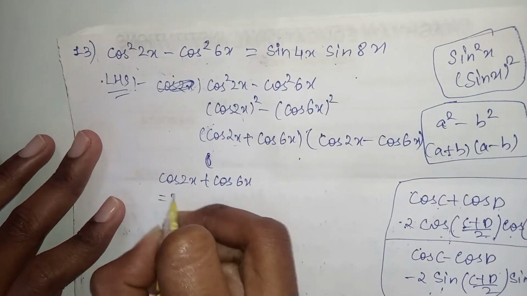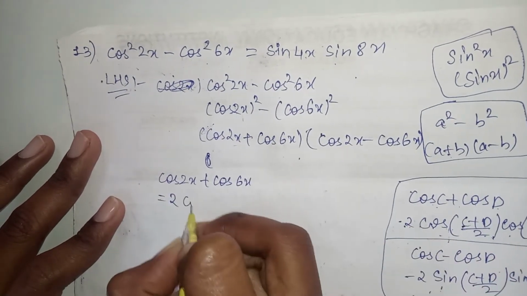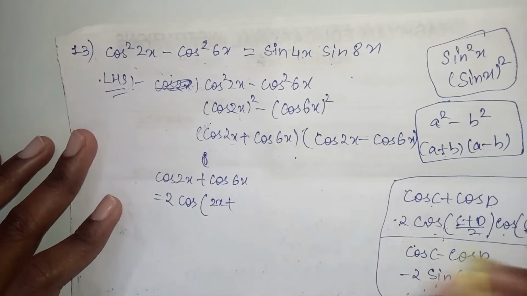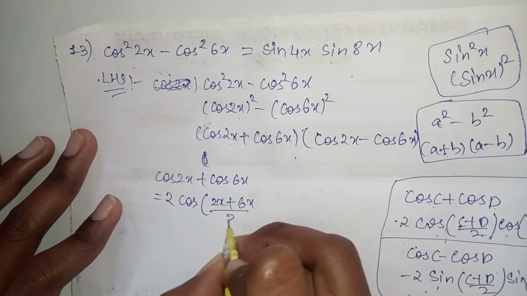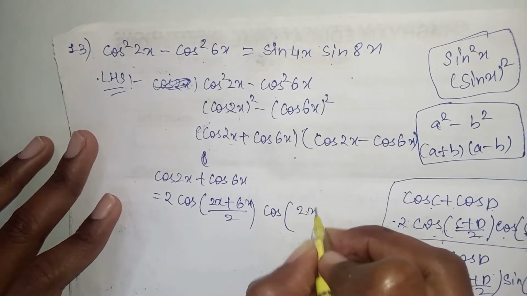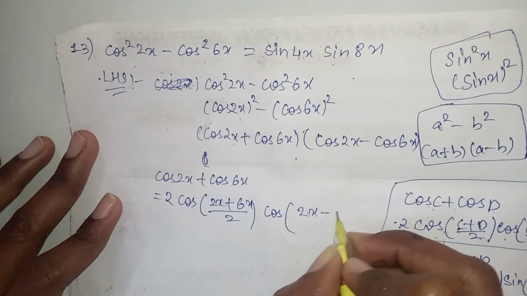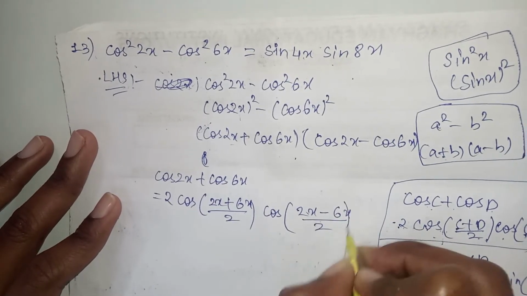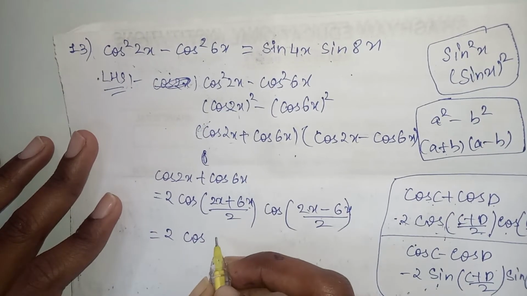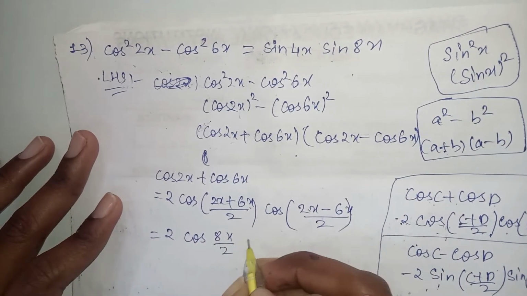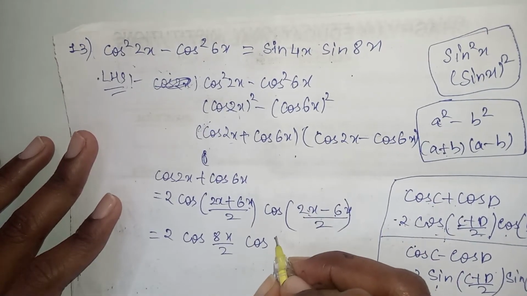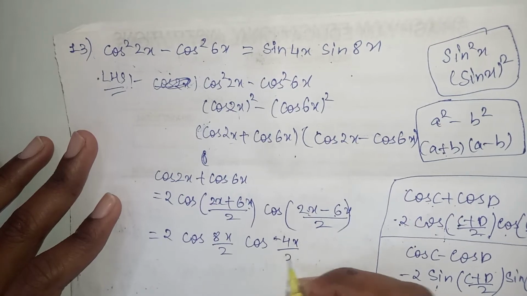So do 2 cos of (c plus d)/2. What is c plus d? 2x plus 6x, divided by 2. And cos of (c minus d)/2. What is c minus d? 2x minus 6x, divided by 2. So 2 cos of (2x plus 6x) by 2, that is 8x by 2, cos of (2x minus 6x) by 2, that is minus 4x by 2.